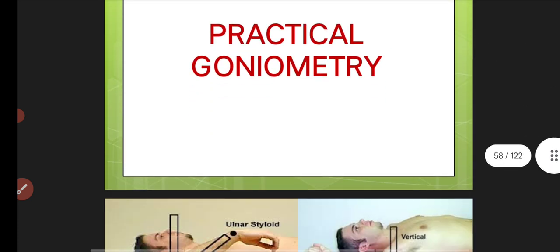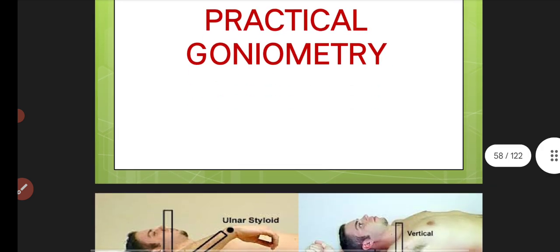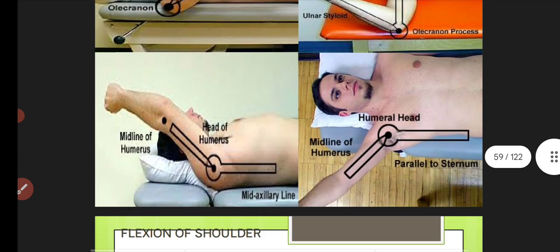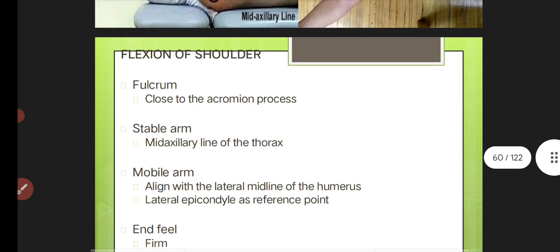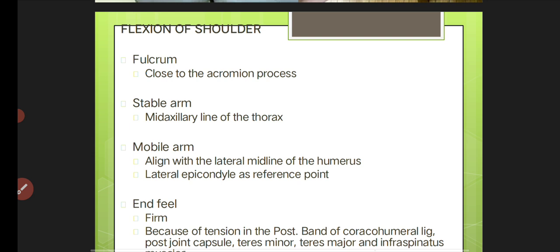Now we'll learn the details of practical goniometry. Here the question comes: suppose you have to measure the shoulder flexion, what will we do? Here is the example. Shoulder flexion: measurement of shoulder flexion through a goniometer.